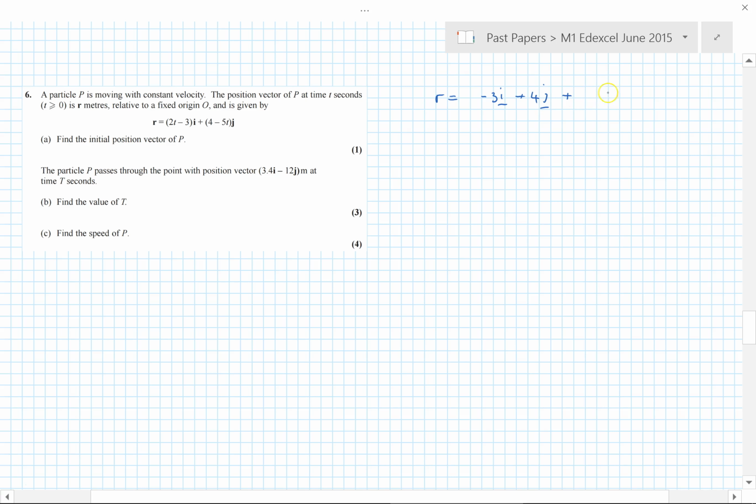plus t times 2i minus 5j, which actually answers quite a lot of the questions in itself. We can see that the initial position vector is that. Or we can just put t equal to 0 in here, and then that just breaks down to minus 3i plus 4j when t equals 0. We can do it like that as well.